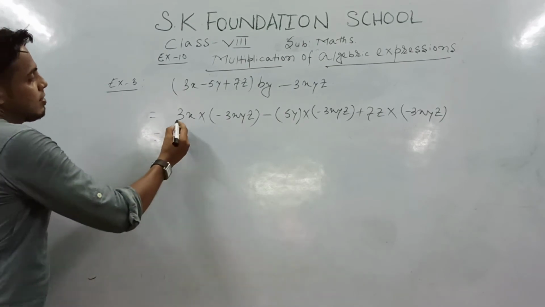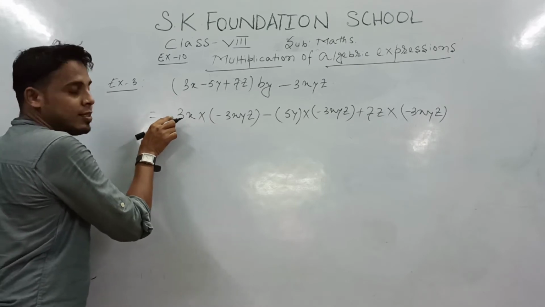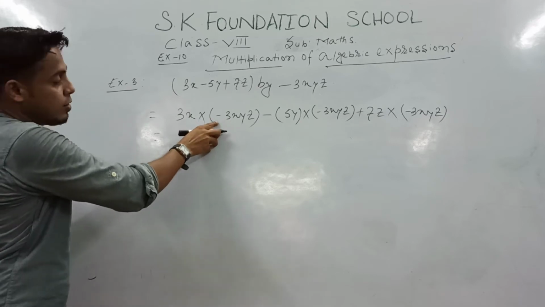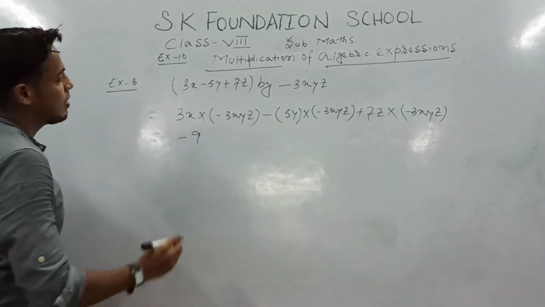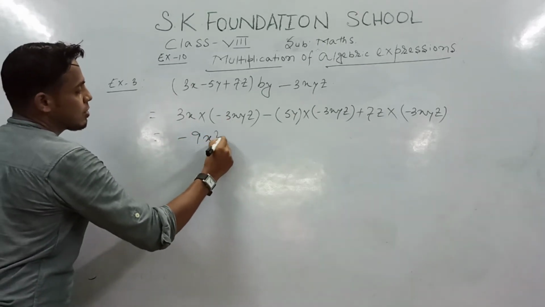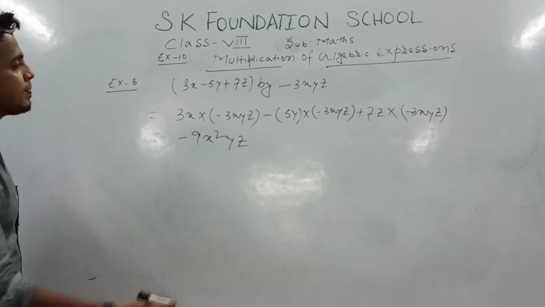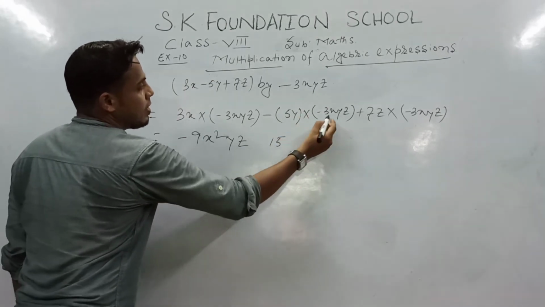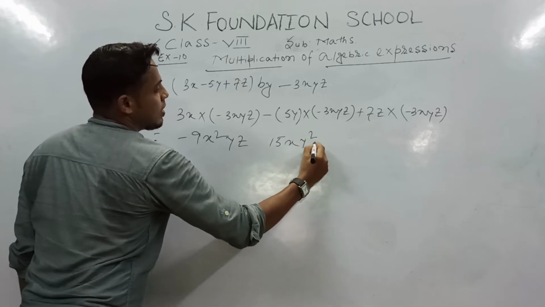But you know that 3 3s are 9, and the sign of 3 is nothing, meaning plus, and this 3 contains minus. So plus into minus is minus, and 3 3s are 9. x and x when they are multiplied give x square, and remaining y and z. Okay, next 5 into 3 is 15, x y into y square and z.